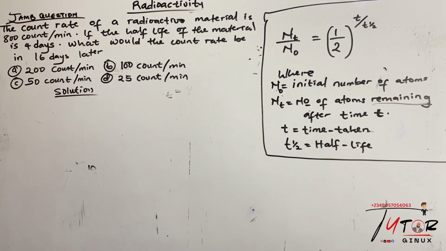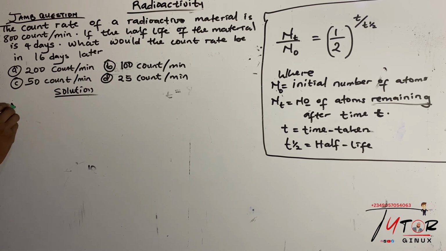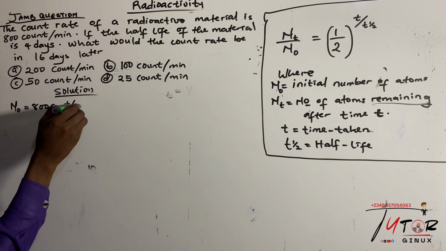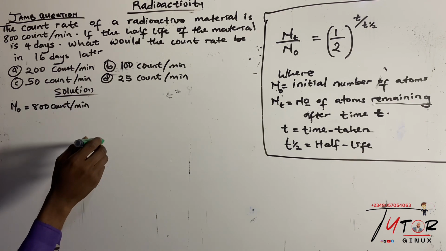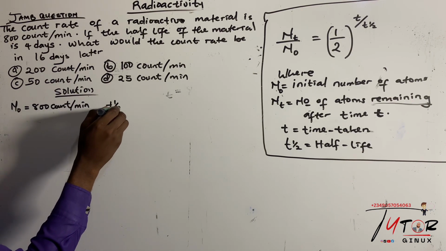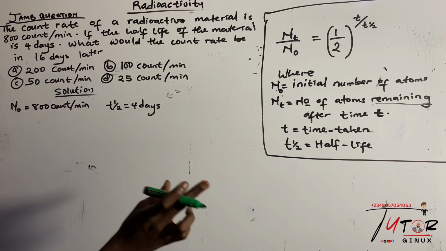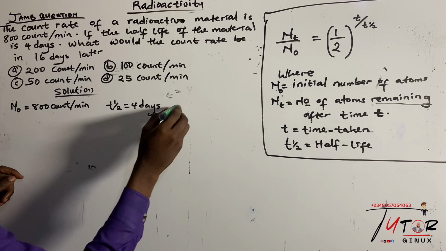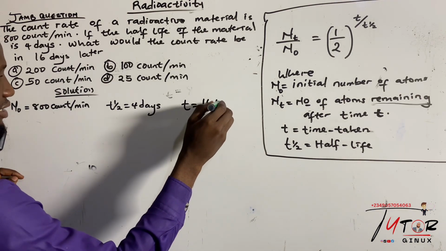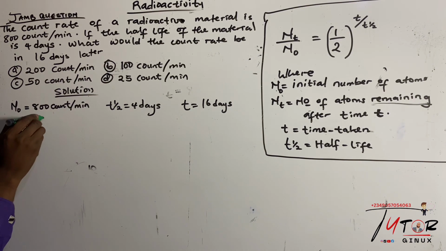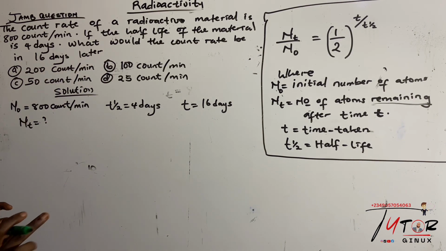Thank you. A count rate of radioactive material is 800 count per minute. That is the initial. So N naught is 800 counts per minute. If the half-life of the material, T half, is 4 days, what would the count rate be in 16 days? That is, after 16 days, the time is 16 days, what will NT be? So NT is unknown in this question.